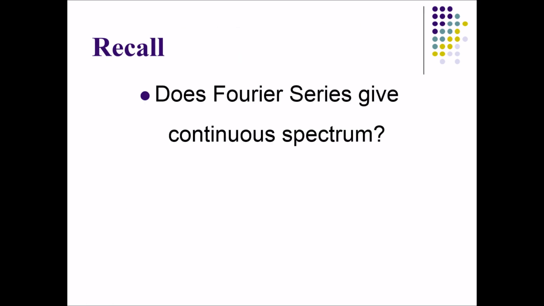Okay, here we just want to review Fourier series, right? You have x0, x1, x2. You have f0, f1, f2, or a1, a2, b1, b2. So Fourier series gives us a discrete spectrum. And for Fourier transform, the spectrum is continuous.